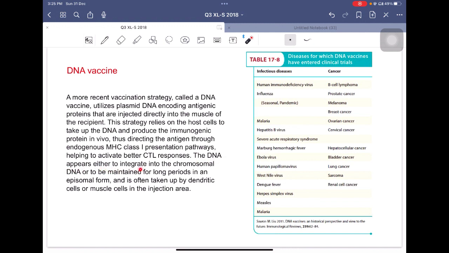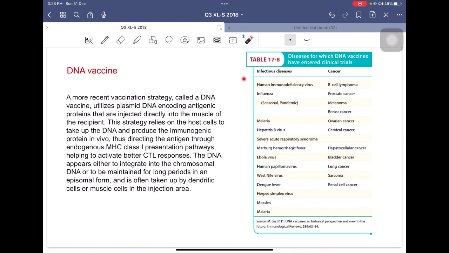And the DNA appears to either integrate into the chromosomal DNA or be maintained for long periods as an episome. So either it will be integrated or it will remain separate from the chromosome, and it is often taken up by the dendritic cells or muscle cells in the injection area. It's a foreign DNA, so it will be taken up by the dendritic cells or the muscle cells in the injection area, and then further processing will occur through the MHC class 1 pathway, and it will give us a better cytotoxic T cell response. So the CD8 plus T cell response will be better.